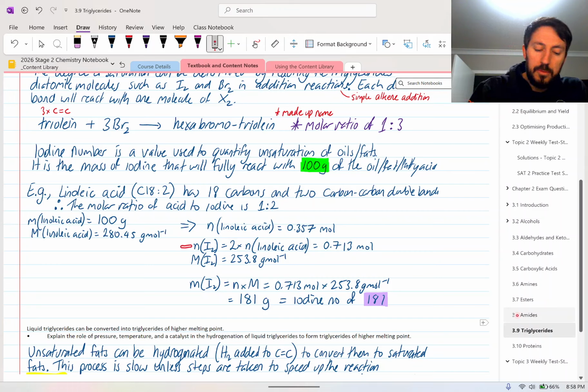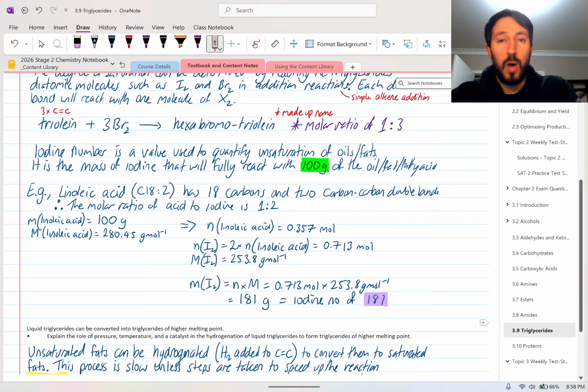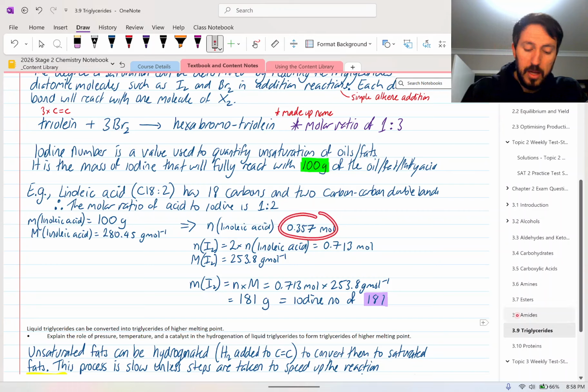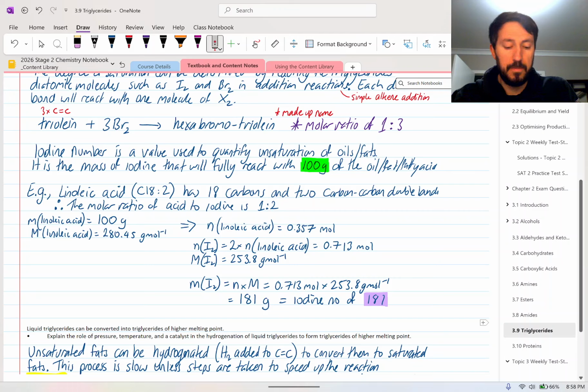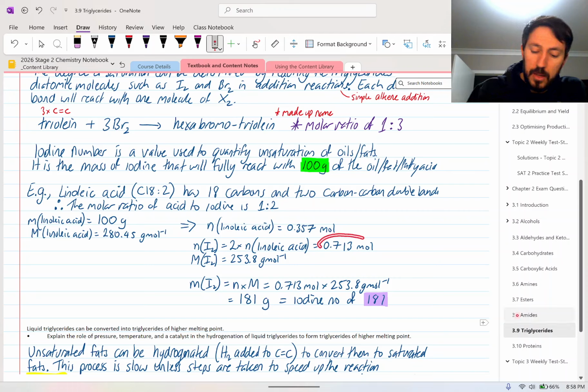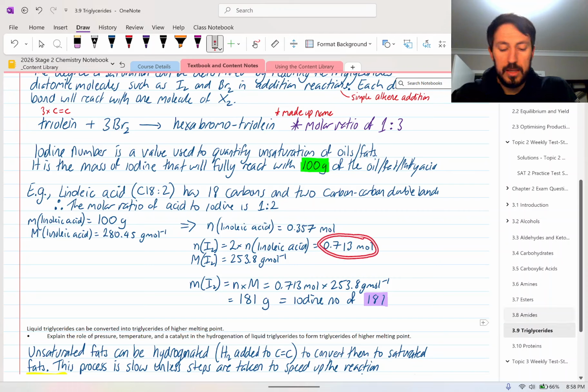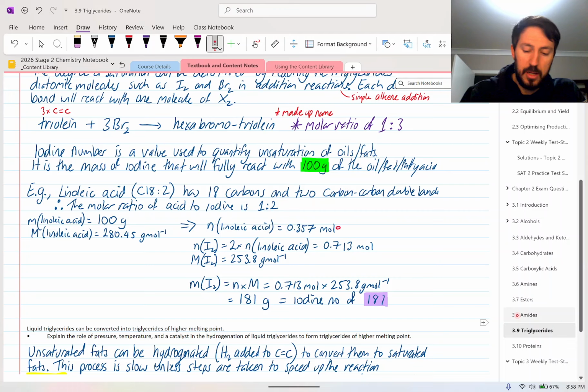Now we know the number of moles of iodine that will fully react with that will be twice that number. So we have 0.357. The number of moles of iodine is twice that, because we know that you need 2 molecules of it to fully react with 1 molecule of linoleic acid. So we multiply that number by 2, and we end up with 0.713. Now, just a heads up, I have the numbers I've written here rounded, but the calculations I did were not rounded, which is why this number and this number are not direct factors of each other.